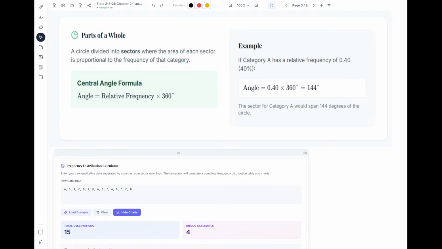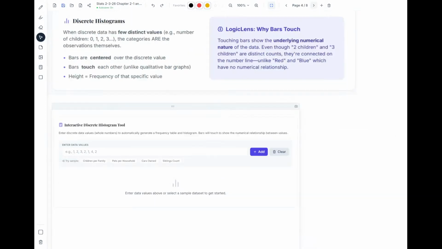So, 360 degrees in a circle. Therefore, we multiply the relative frequency by that, and that gives me my central angle, which you can then use to draw your pie chart. Nobody in here is going to be doing a pie chart by hand. You're going to use a calculator, or something like StatCrunch online, which I'm going to show you how to do now.